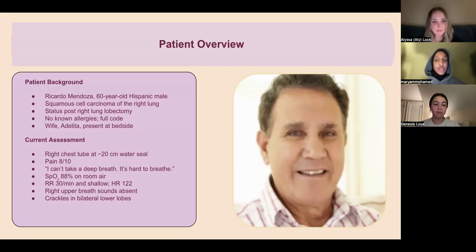During our assessment, Ricardo had a right-sided chest tube at 20 negative centimeters water seal, and he reported pain at 8 out of 10 and stated, "I can't breathe and I can't take it. It's hard to breathe and I can't take a deep breath." His oxygen saturation had dropped to 88% on room air, and his respirations were 30 and shallow. His heart rate was 122, and he also had absent right upper breath sounds and crackles in both lower lobes. These showed that his respiratory status was worsening and needed to be addressed first.